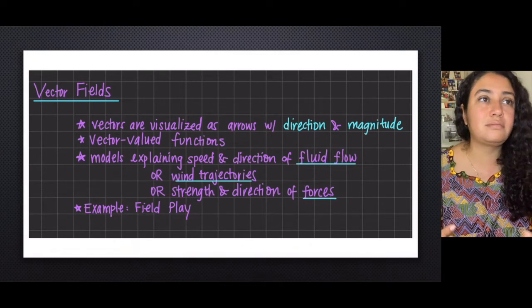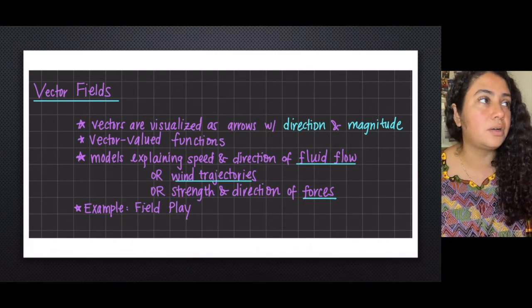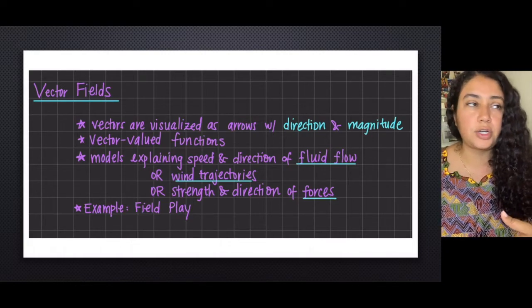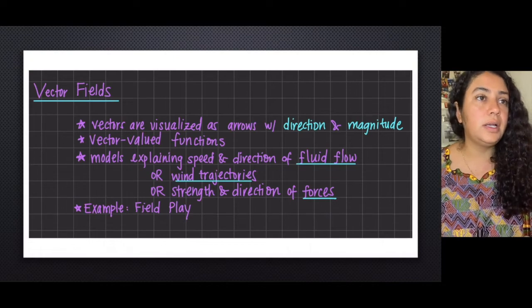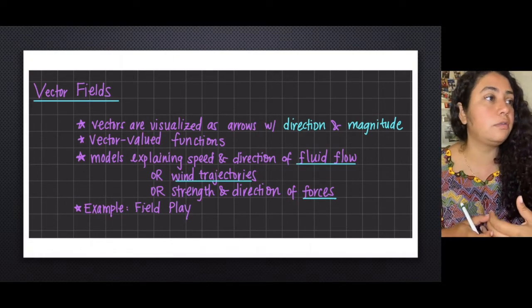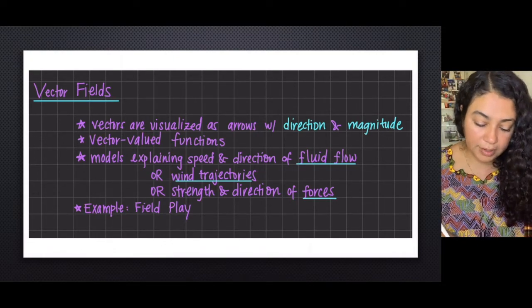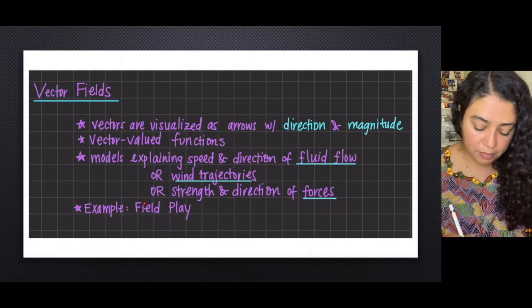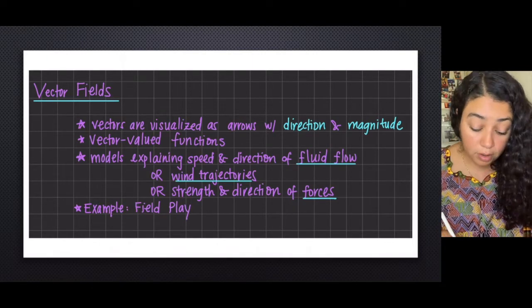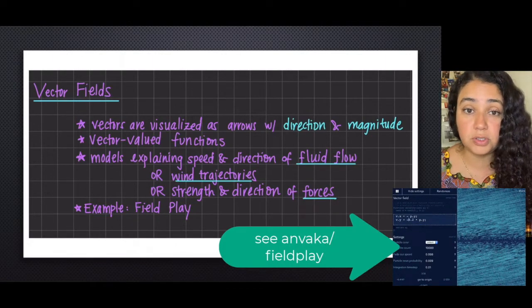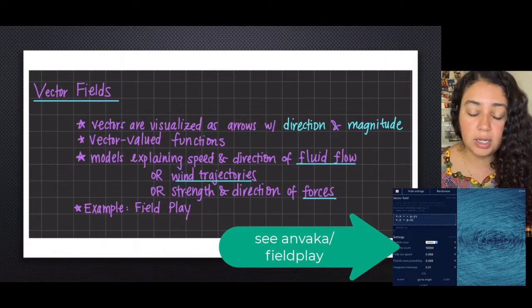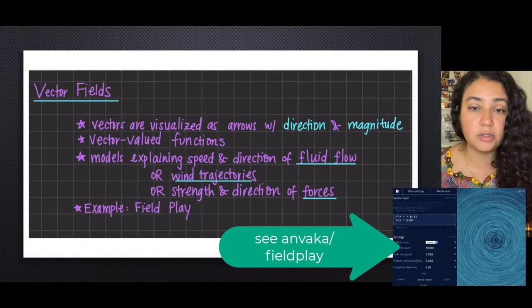There are examples like models that explain speed and direction of fluid flows or wind trajectories when you watch the news, or strength and direction of forces in your physics classes. I think I'm going to skip my example of Field Play, but if you have an opportunity, it's an open source vector field app on GitHub. It's really cool.